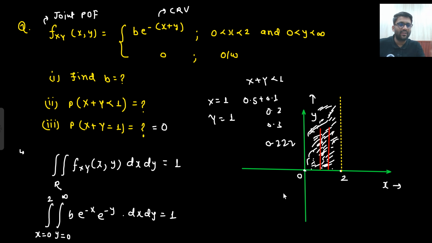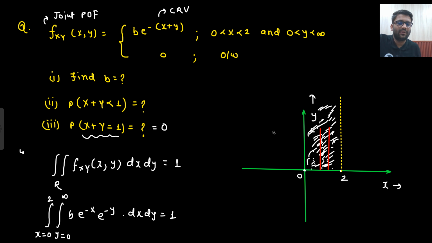That means y will have some range. x will also have some range. But here both of the values are fixed. If the x value is fixed, then the y value is also fixed. That means you are talking about probability at a point, and probability at a point will always be 0 in case of a continuous random variable. So this is nothing but a probability at a point only, right? So this will be 0.